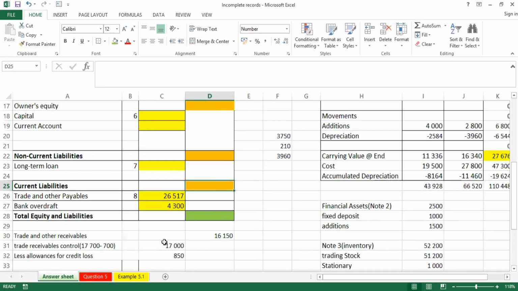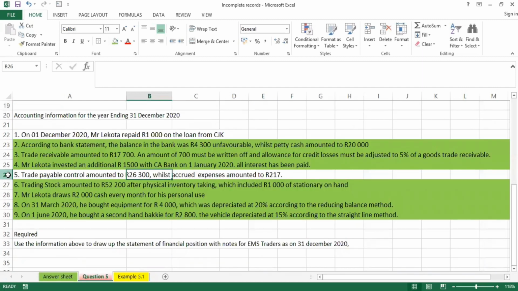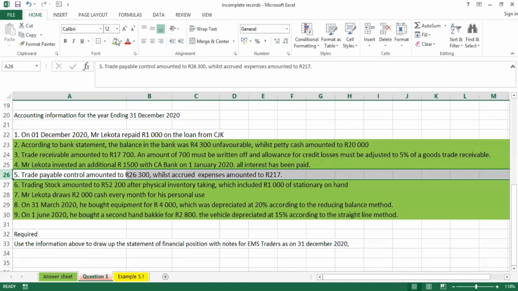So we have to get our total current liabilities. Total current liabilities is equal to this plus this. Simple ABC. And then our long-term loans, what are they telling us concerning our long-term loans? So we're done with this. Just highlight that.